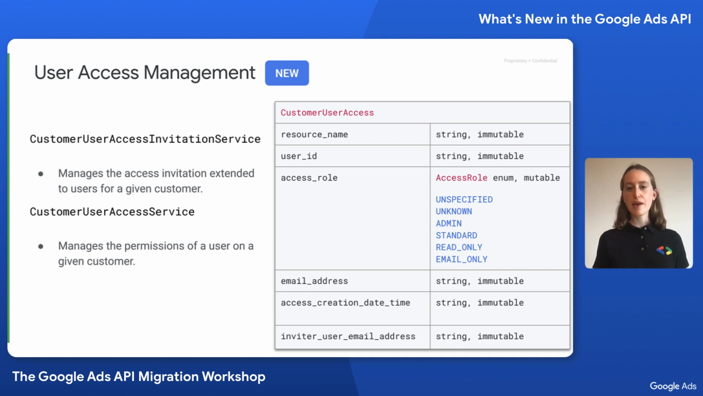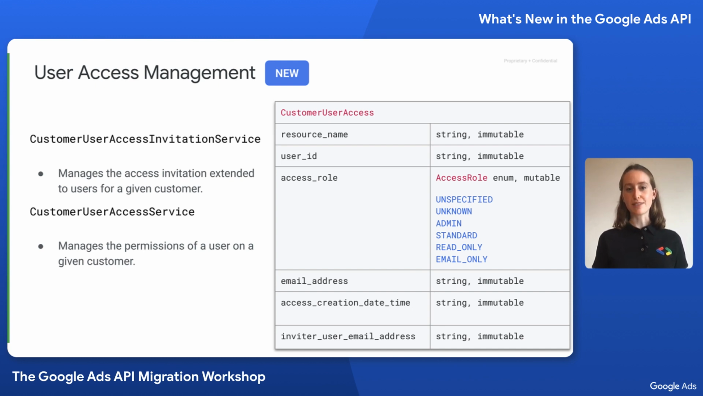In the AdWords API, user access was manageable only through the UI, which made it tough to manage individual permissions and user invitations at scale. Now it's possible to invite users to a Google Ads account and manage that user's permissions entirely through the API.